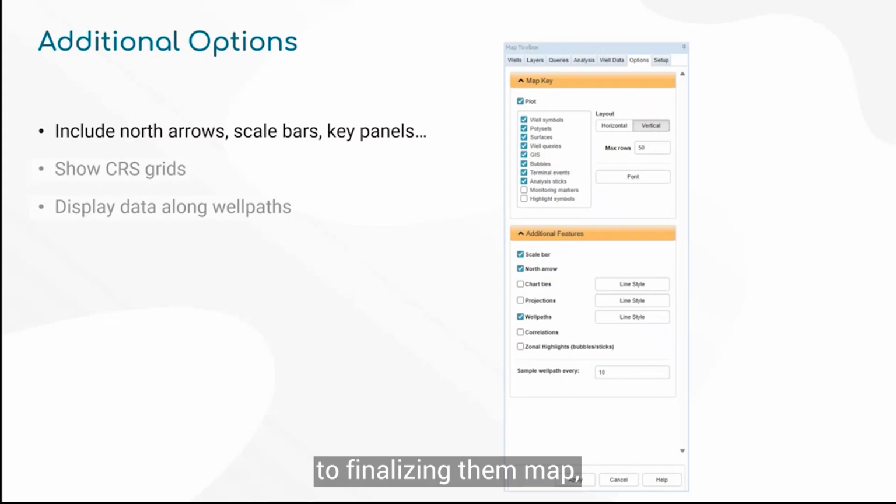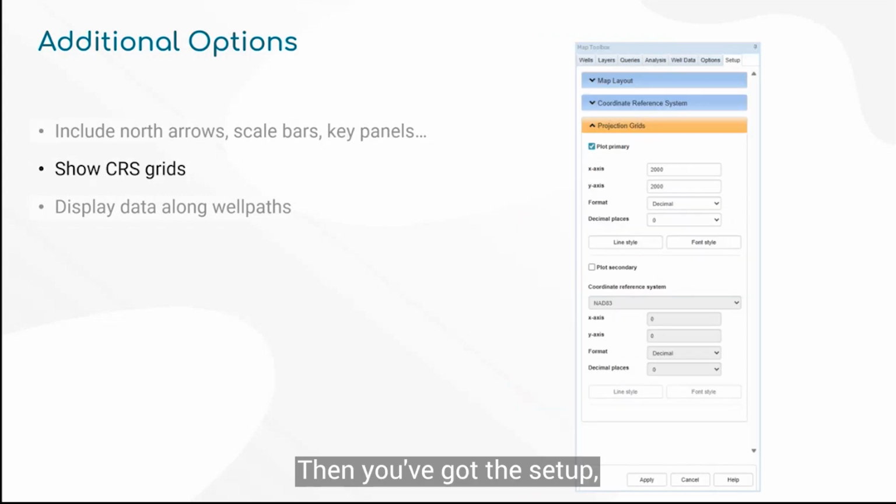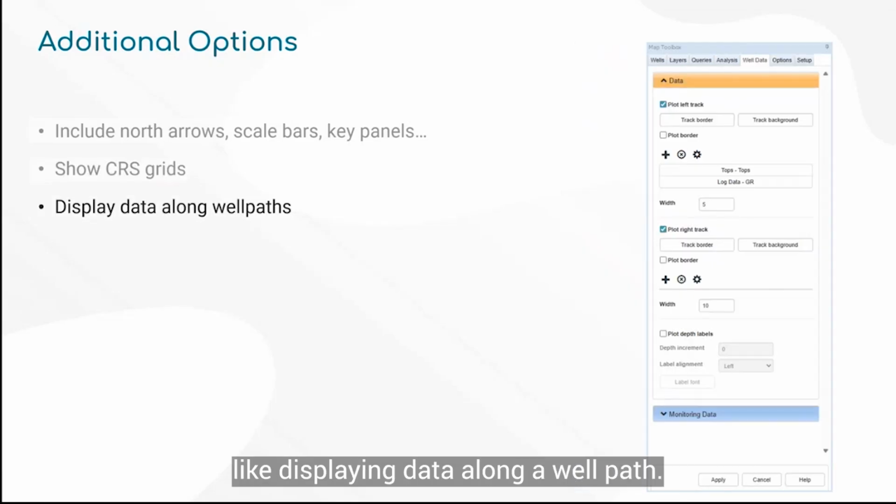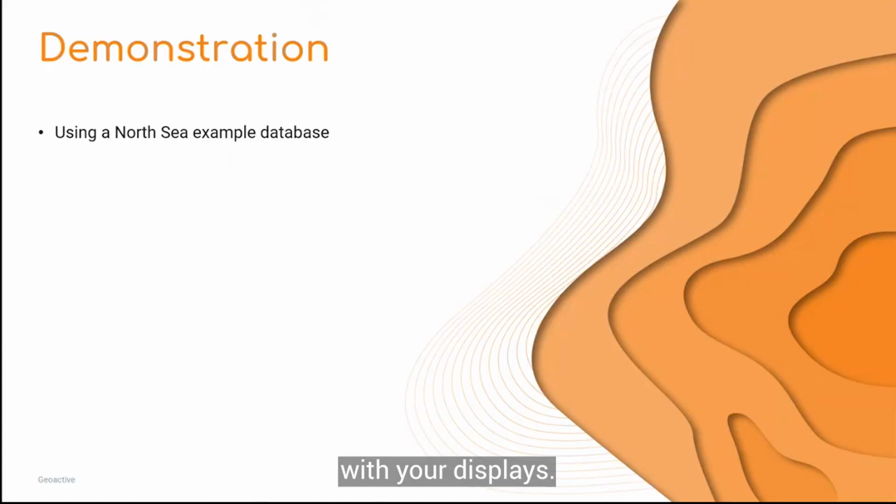When it comes to finalizing the map, there's lots of additional little options. So things like north arrows, scale bars, key panels, they can all go on the map. They're all controlled in the toolbox. Then you've got the setup. So showing your grid on the map, and you'll have seen a couple of mine have the lats and longs on there. And then you've got things like displaying data along a well path. So if you have highly deviated wells that are visible on the 2D map, you can have a curve or picks or something plotting along there for you to help with your displays.